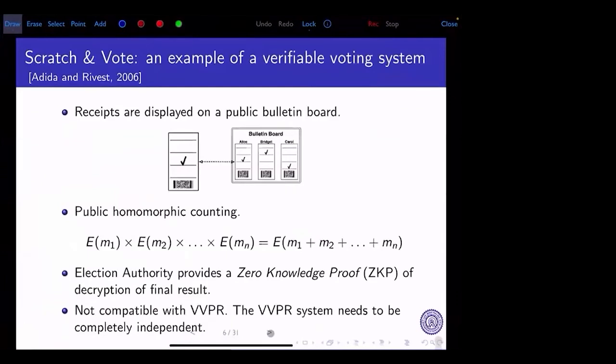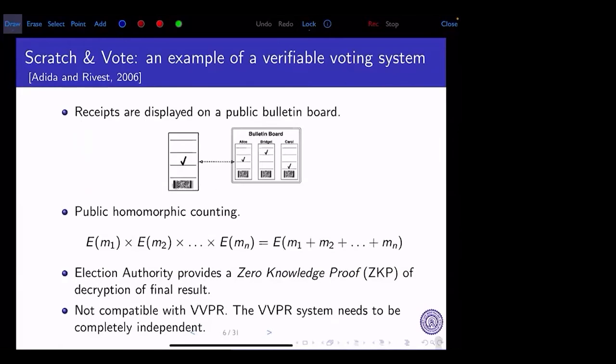Okay, so in scratch and vote, in the homomorphic encryption, what is the protocol? This is by Adida and Rivest. Adida has a voting company now, which is very famous. I have to ask him whether he's making money, but he makes electronic voting protocols, and that's a startup.